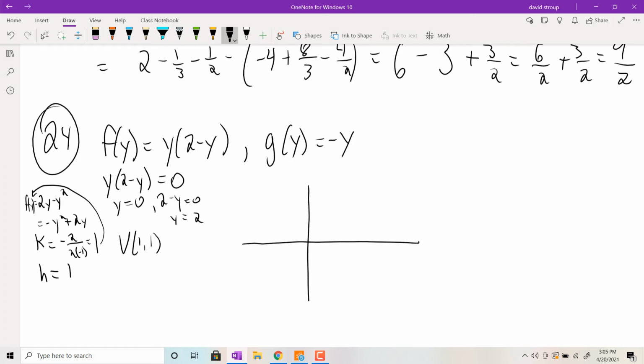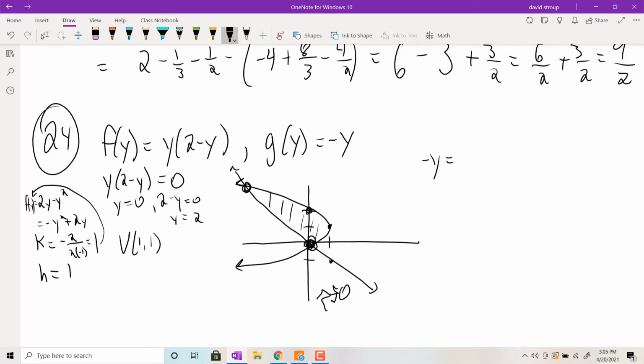So I have 0, and then 1, 2. The vertex is at 1, 1, and it's going downwards, so it's -y squared. And then -y is just a negative slope in this orientation. The intercept is 0, and then it goes down 1 over 1. Again, you're looking for the area between these two curves. So I'm going to need the intersection points.